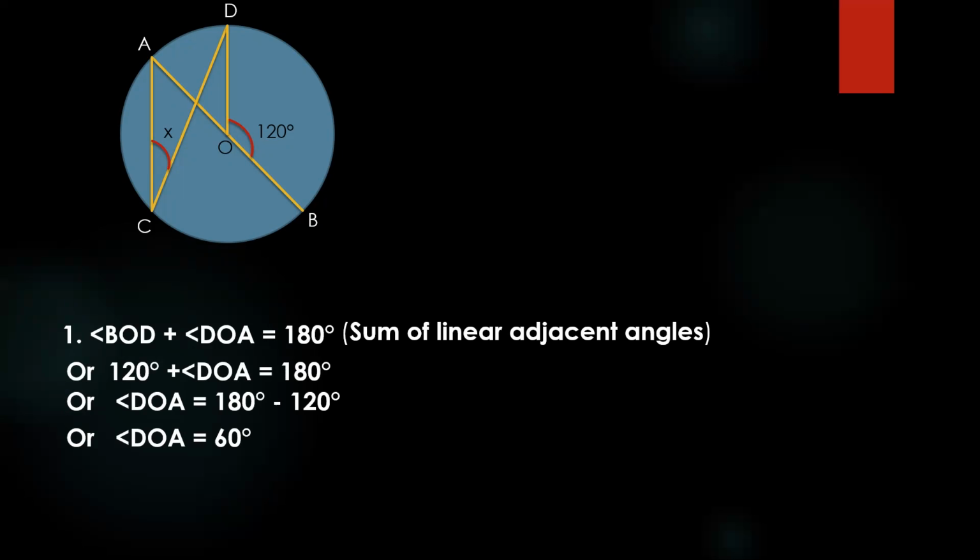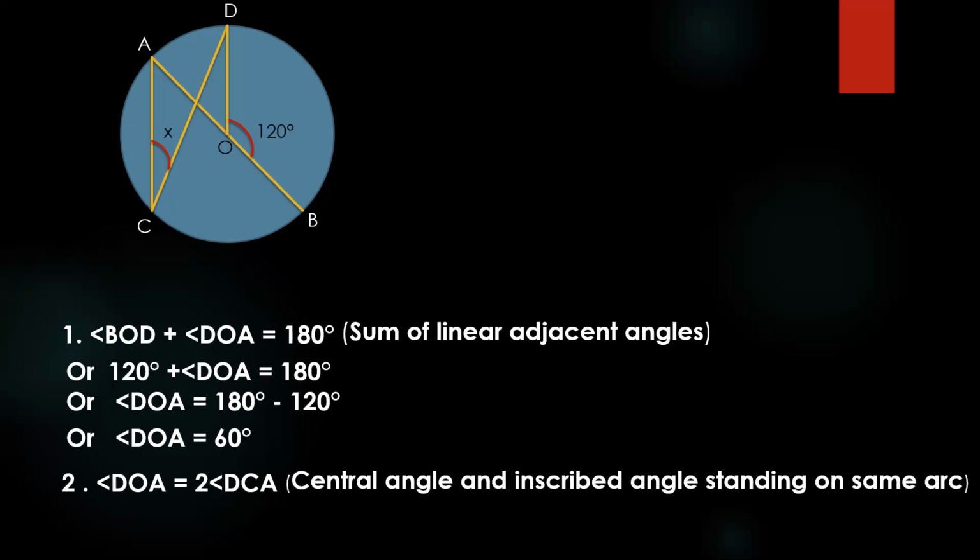And DOA is the central angle which is standing on the arc AD. On the same arc AD, you can see angle ACD is also standing. So what's the relation? We can see here, angle DOA is equal to twice angle DCA. Why? Central angle and inscribed angle standing on the same arc.